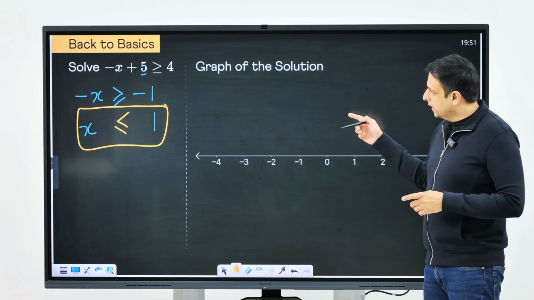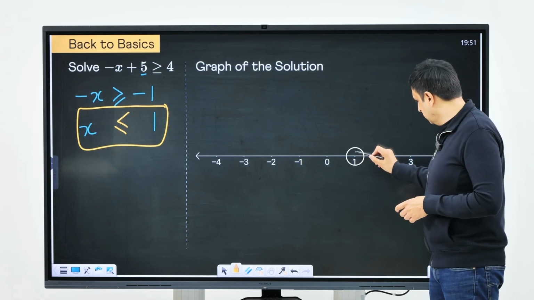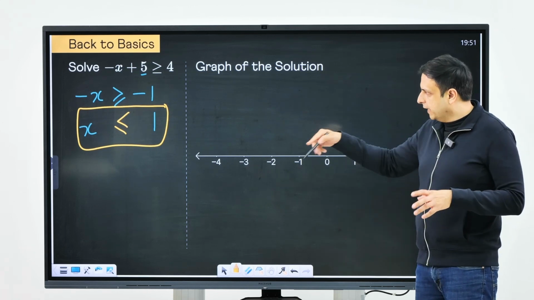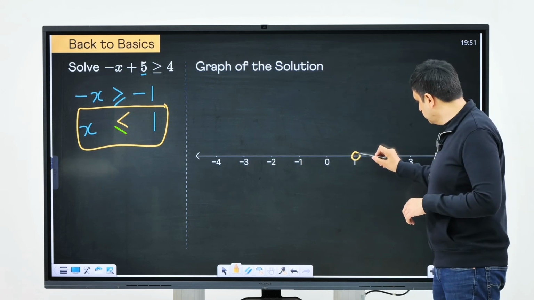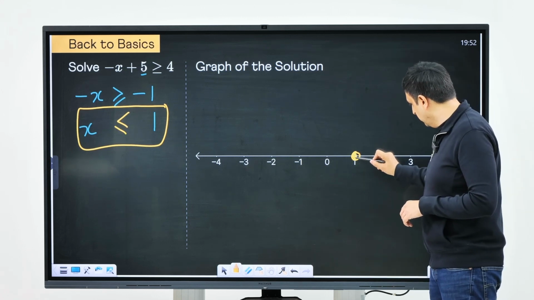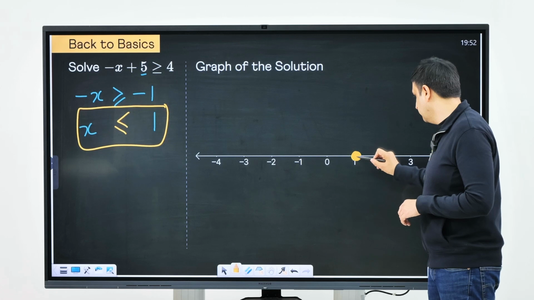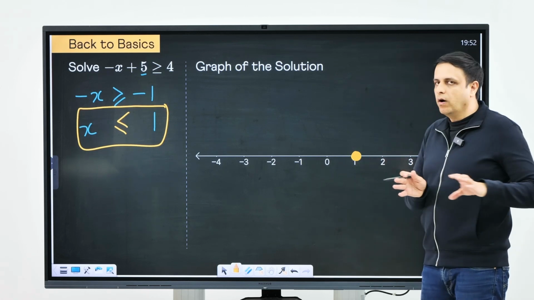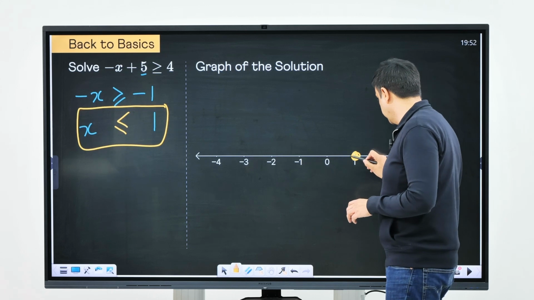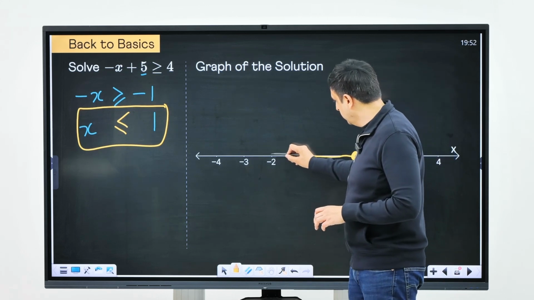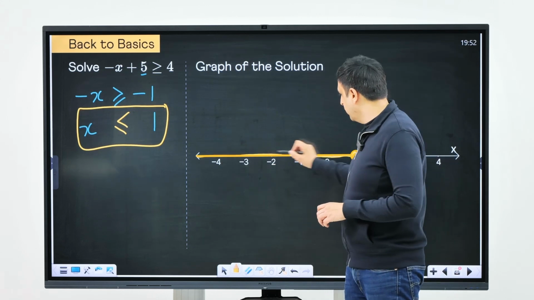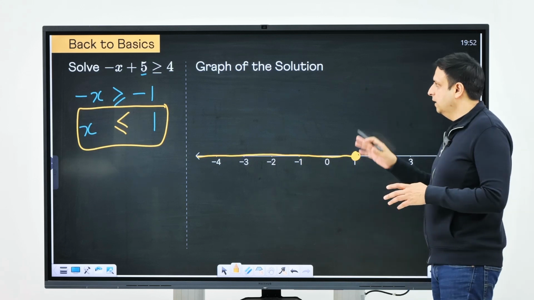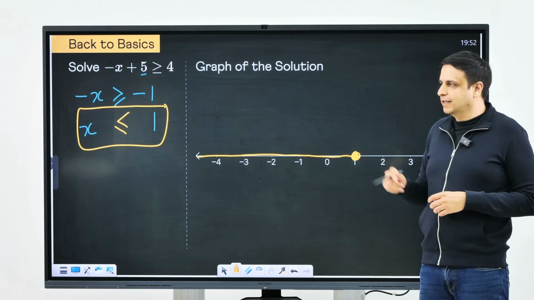So less than or equal to 1 is over here. And we also note that x can also be equal to 1. So let's plot this hole as a filled hole, which simply represents the fact that x can also be equal to 1, but can then also take all values less than 1. So let's draw a continuous ray to the left of this point, which means that all points to the left of 1 also form the solution set of that inequality.